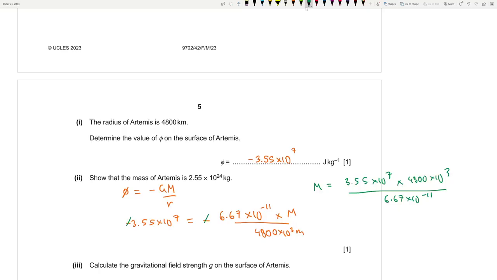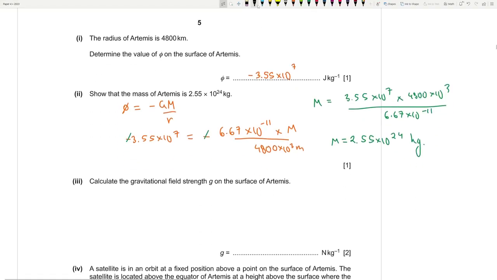So mass is equal to 3.55 into 10 to the power 7 times 4800 times 10 to the power 3, divided by 6.67 into 10 to the power minus 11. We're getting a value of 2.55 into 10 to the power 24. Why did I choose a 3SF value? They told us to show it. Also, all our data are given to 3SF.